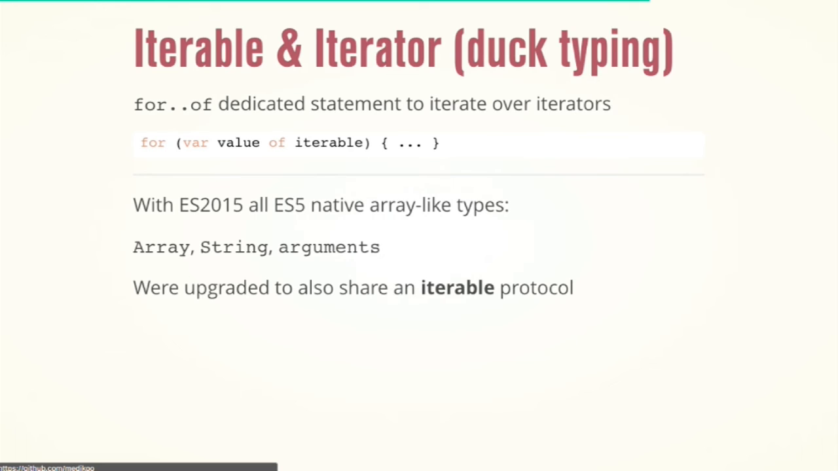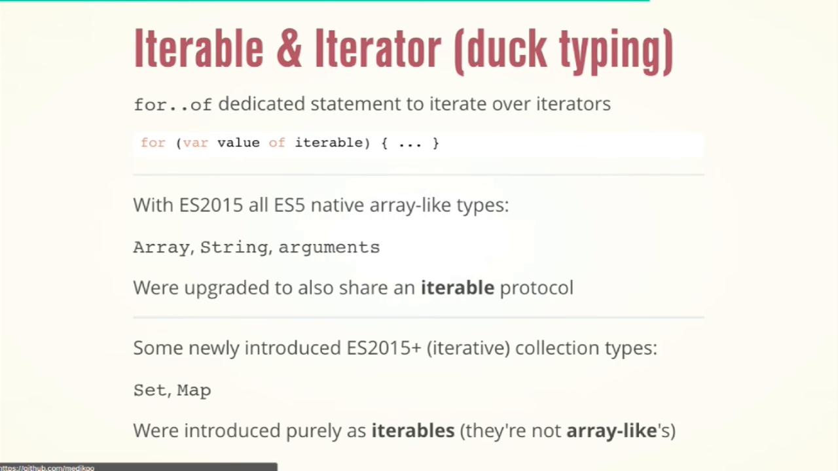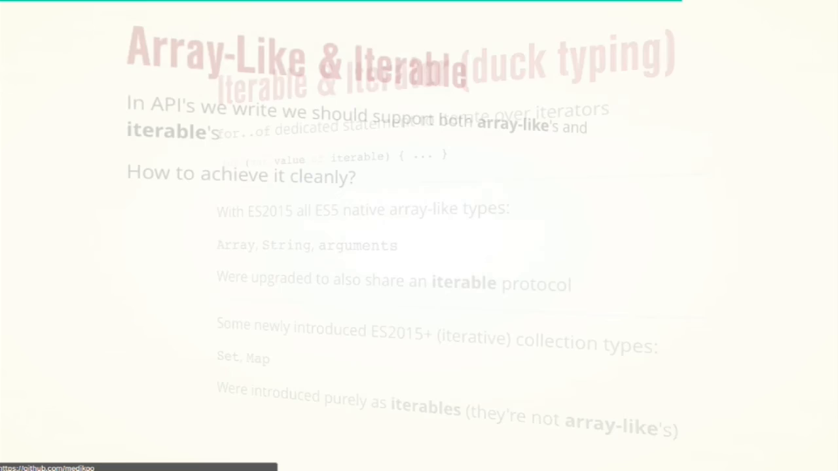What I also mentioned is that all ES5 native types were upgraded to also share the iterable protocol. They already are array-likes, and now they are also iterables. But ECMAScript 2015 also introduced new iterable types like Set and Map, and they are not array-likes, for valid reasons. They just share the iterable protocol. So now, with the new version of the language, we deal with two list protocols, not perfectly compliant. We have methods that work strictly with array-likes, and methods that work strictly with iterables. It's slightly problematic, and I think might be confusing in the future if you want to build generic APIs.